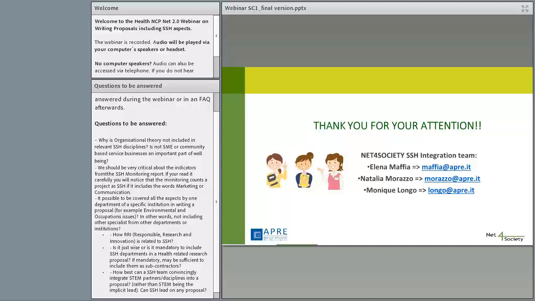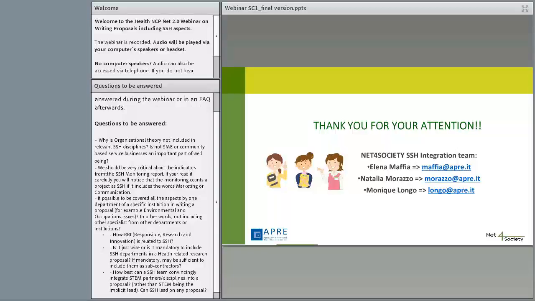So then the next question: is it possible to cover all the aspects by one department of a specific institution in writing a proposal? For example, environmental and occupational issues, in other words, not including other specialists from other departments or institutions?